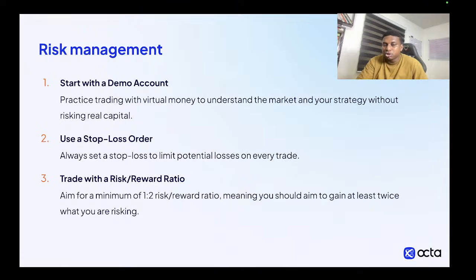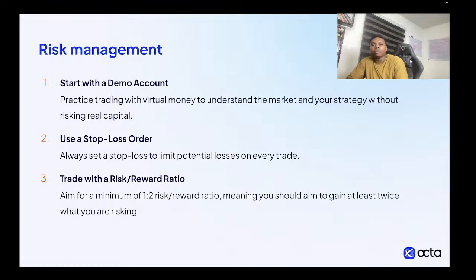3, trade with a risk to reward ratio. It's very important. Now if you look at my stop loss and my take profit, you see that there is a risk to reward ratio of over 1:4, which means I'm willing to risk $18 to gain $100.